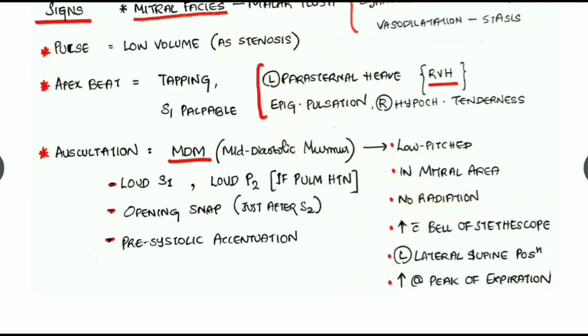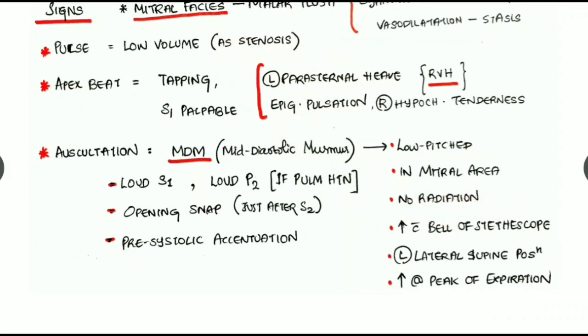And why there is no radiation, we have to see. Carefully listen to this. The left atrium is seen just behind the left ventricle in its anatomical position. So as the blood is coming from the left atrium to the left ventricle via this mitral valve, it is flowing in the direction from the posterior to the anterior. So the murmur is not radiating as the flow is in the posterior anterior direction. So that's why this mid-diastolic murmur is not radiating.